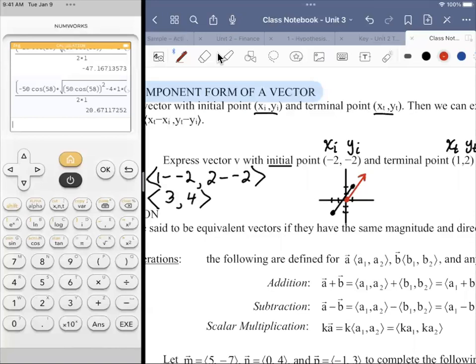So in order to get where I needed to go, I had to increase the terminal point X and Y each by 2. Right, so 1 became 3, 2 became 4. Right, but essentially it's the same thing. So vector V is equal to 3, 4.